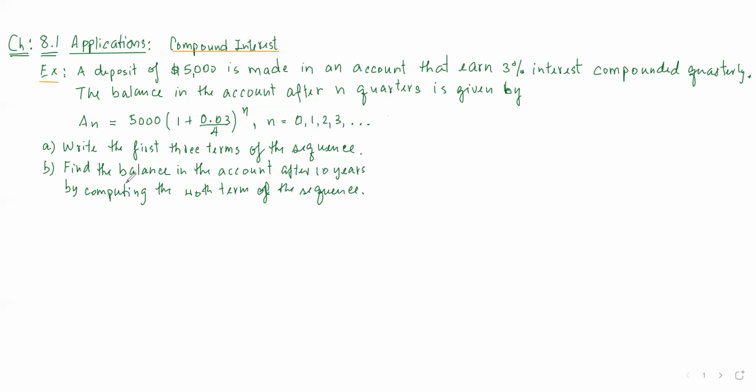And question B, find the balance in the account after 10 years by computing the appropriate term of the sequence. So first of all, we talk about the meaning of compound interest.